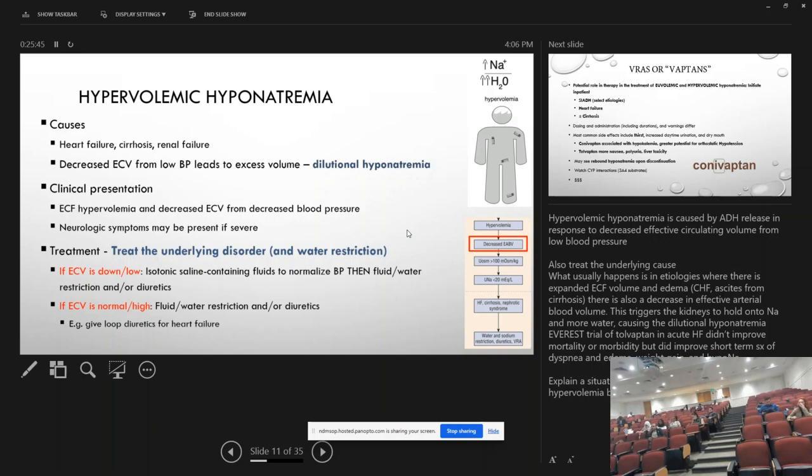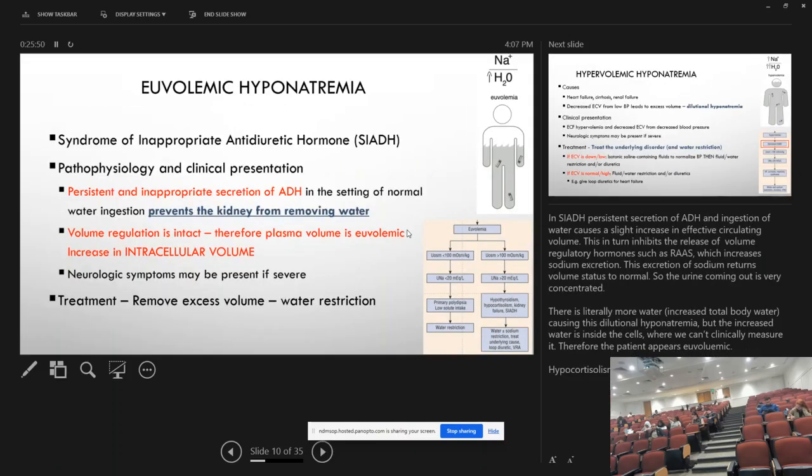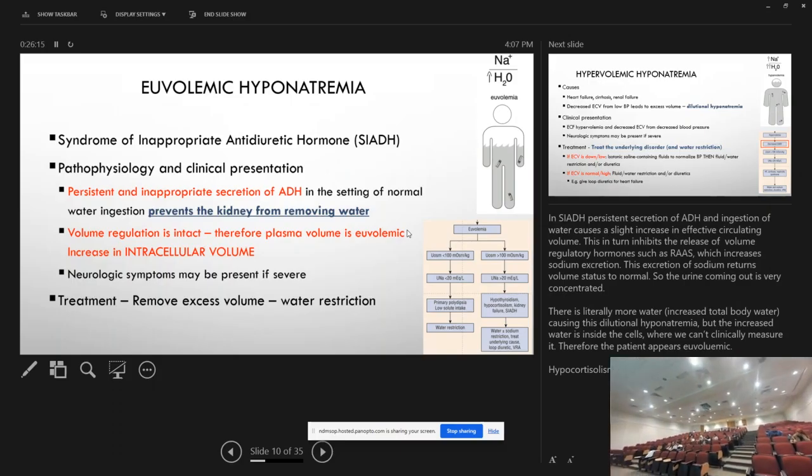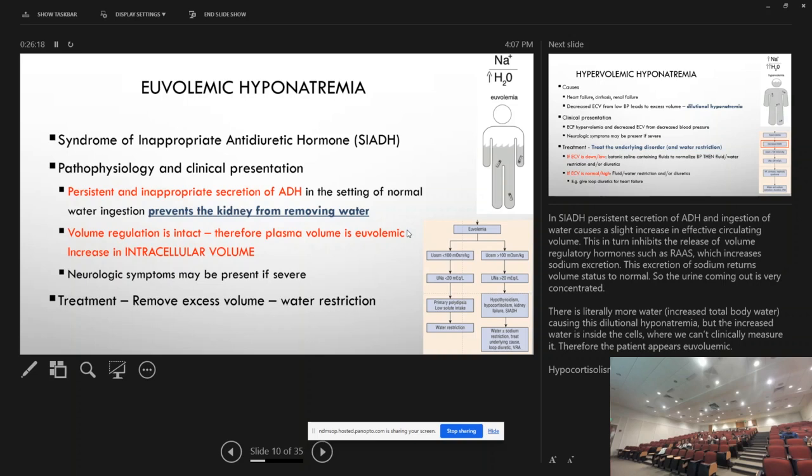Yep. Why, when euvolemic, do we have excess water, and why is there a balance? So in euvolemic, there's more of an increase in intracellular volume generally, right? What we're measuring in our assessment of volume status is really the intravascular volume. That's what we're calling euvolemic, because that's what we can assess, right? We can't assess the intracellular volume. So in these patients, the volume is more intracellular, but intravascular is normal.